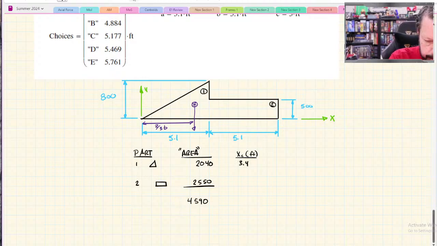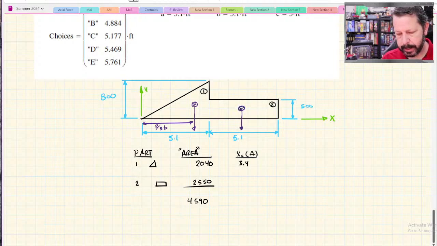And then for the rectangle, you just want that distance, which is half of 5.1 plus all of the 5.1 of the triangle part. So 5.1 plus 5.1 divided by 2, 7.65.